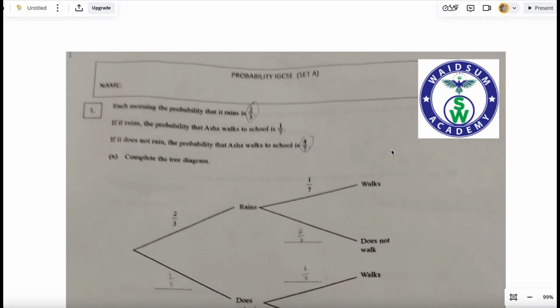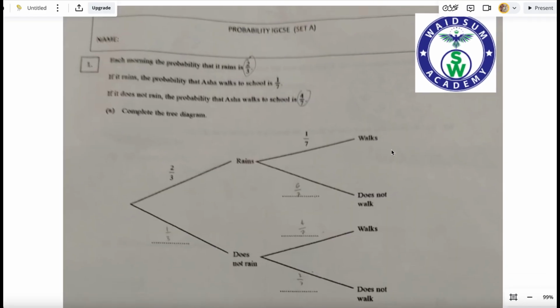Questions. And first, we're looking at probability questions. We're looking at probability IGCSE questions. Although the questions may not be so clear, I will read them out so everyone can hear. Okay, I'll try to read them.